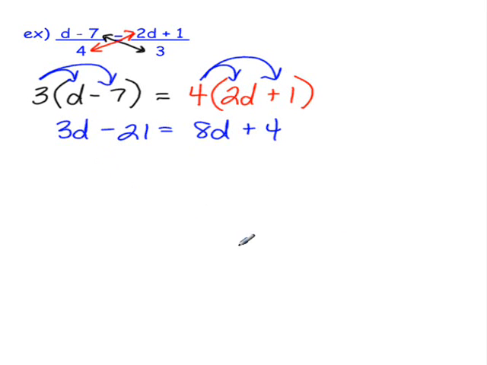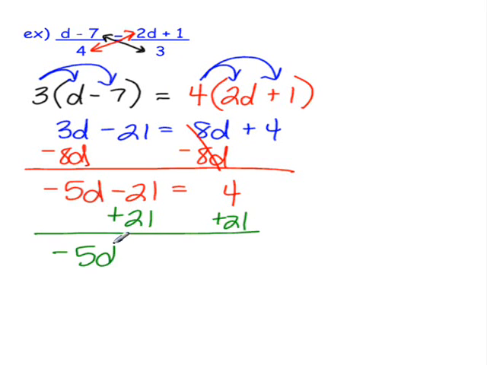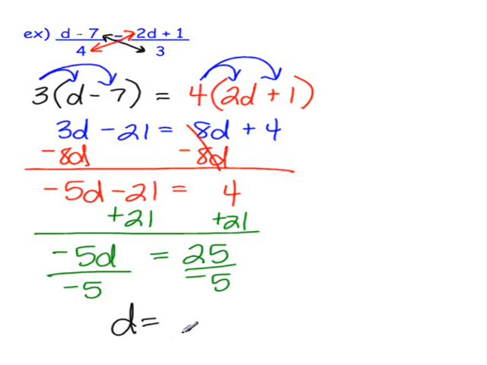Make a decision. Where do I want my letters? I'm going to take them to the left. So I'm going to subtract 8d to the other side. 3d minus 8d is negative 5d. Bring down my negative 21 and my 4 because that is gone. I'm going to take 21 to the other side by adding it. So I have negative 5d equals 4 plus 21 is 25. Divide by negative 5. And I have found out that my unknown is negative 5.